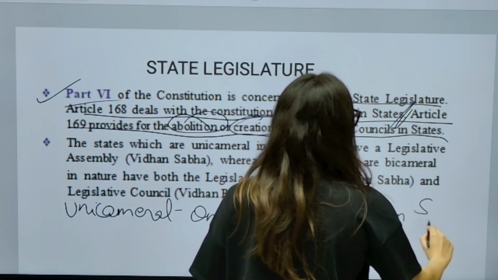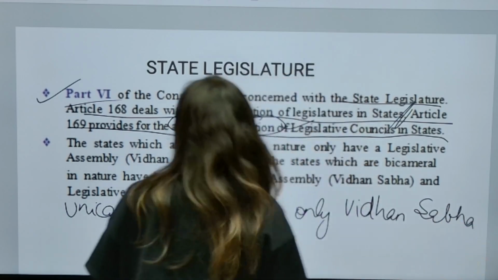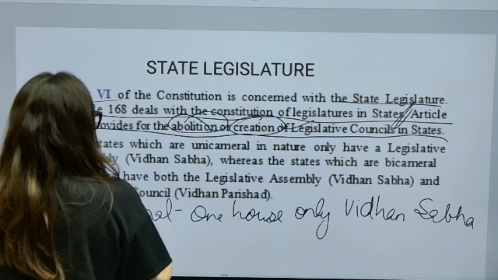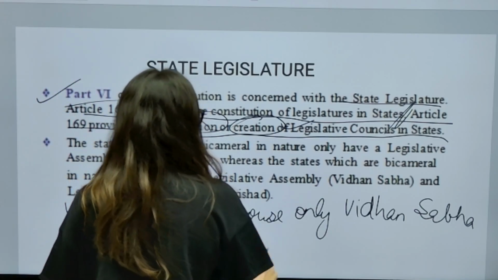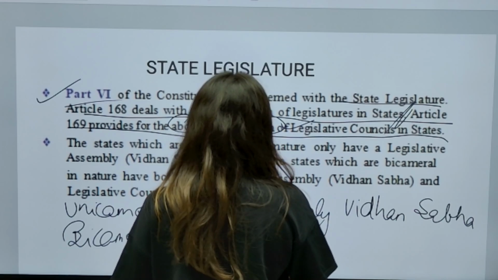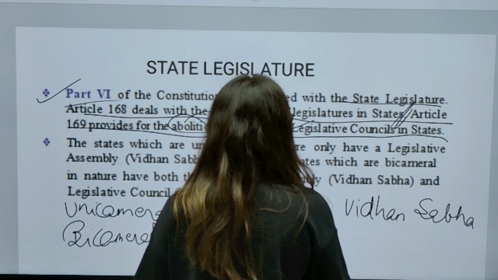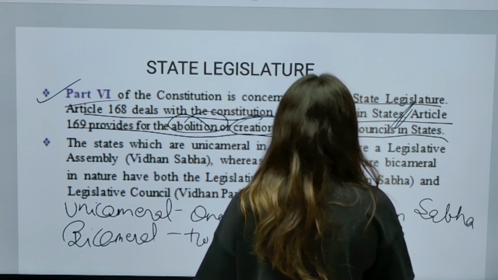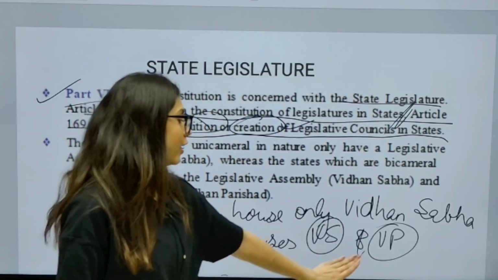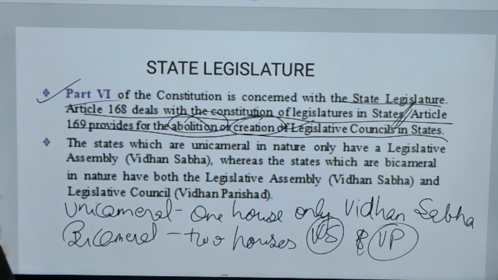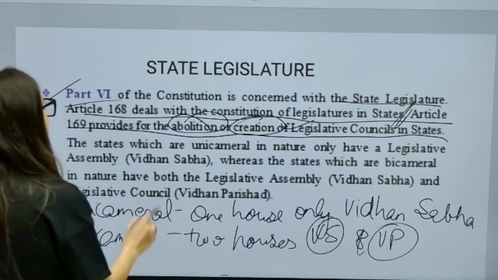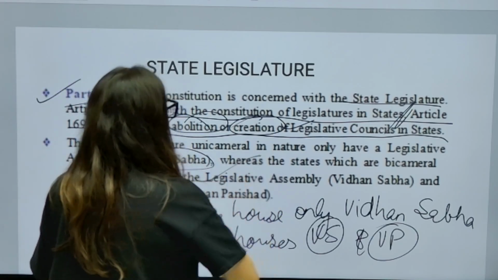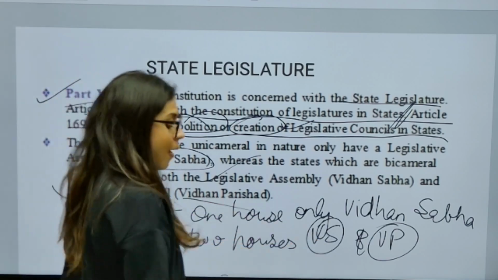At state we call it Vidhan Sabha. And the second is bicameral legislature, two houses, which is Vidhan Sabha and Vidhan Parishad, which is Lok Sabha for the state and Rajya Sabha for the state. Fine. So Indian states mostly have only one legislature, Vidhan Sabha, whereas states which have bicameral legislature have a legislative assembly, Vidhan Sabha, and a legislative council, Vidhan Parishad.